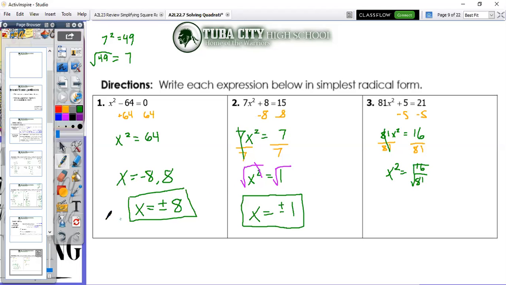And take the root of both sides. So take the square root because we want to undo, we're getting rid of that 2 power. And I'm going to kind of use the shortcut here. Take the square root of 16 and take the square root of 81.